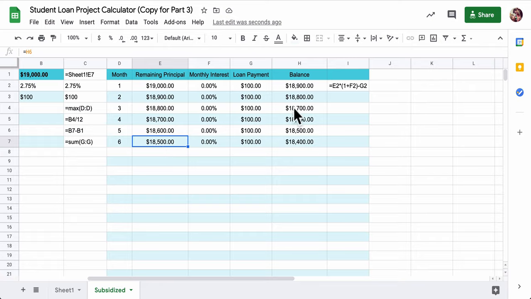Now for the first 6 months, it's nice and simple, right? You pay off $600, your loan amount goes down by 600 from 19,000 to 18,400. But in the seventh month and the eighth month and so on and so forth, we start dealing with interest. So first I'm going to drag these down. I just need it for these two here.